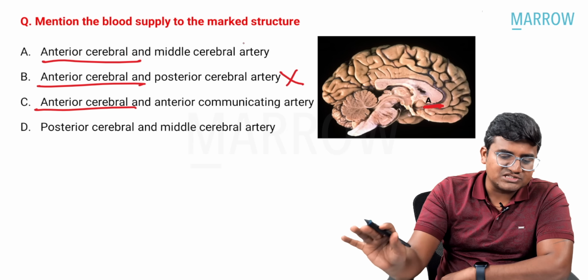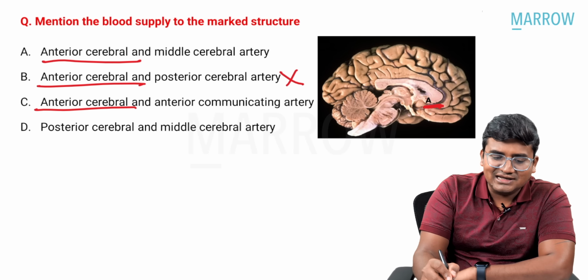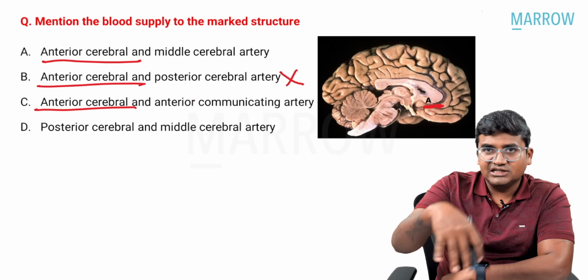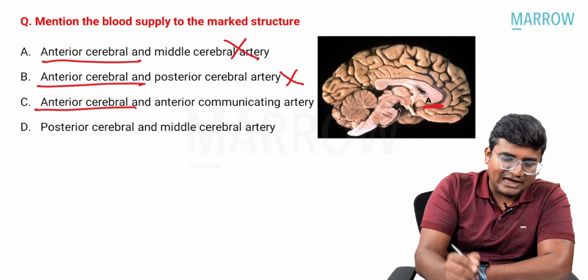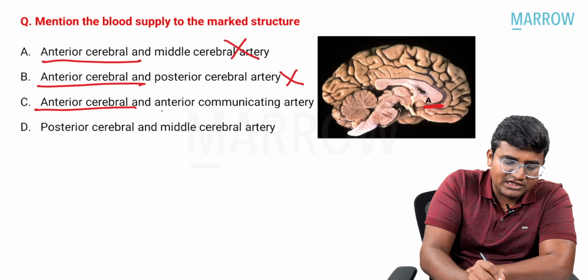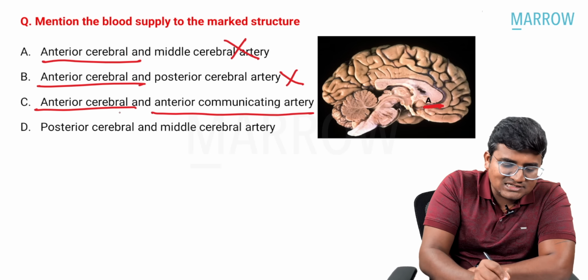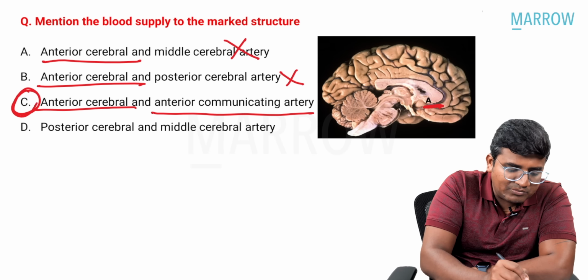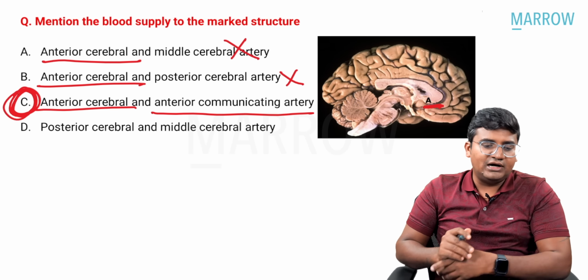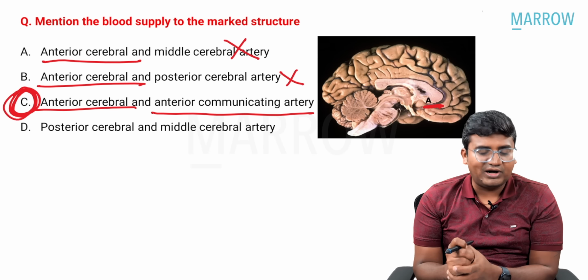So option B is not correct. Again, the marking is not on the lateral surface, it is on the medial part of the corpus callosum. Again, it is not the middle cerebral artery. So the answer is anterior cerebral artery and anterior communicating artery. That is the one which is going to supply the marked part.